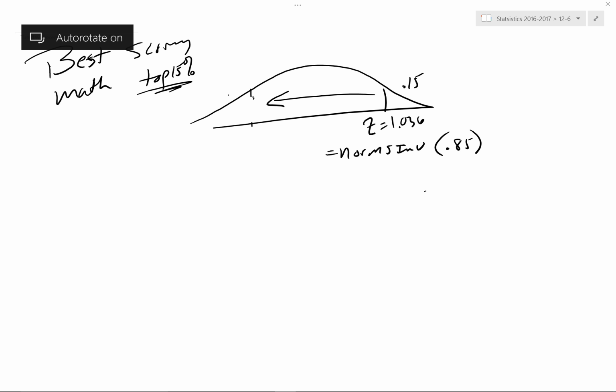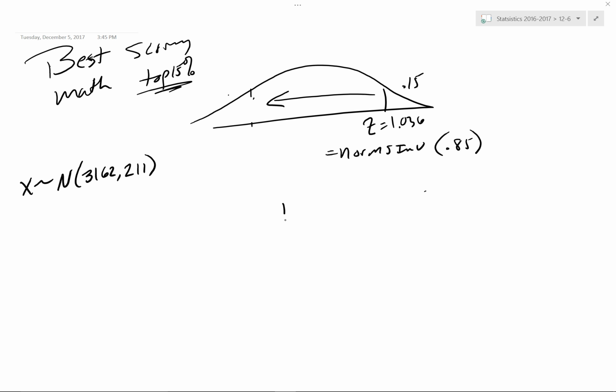So on this test, our test is distributed normally. The average on this test is 3,162 points with a standard deviation of 211. So z equals x minus this fella over 211. And then it's simply a matter of doing a little bit of algebra.